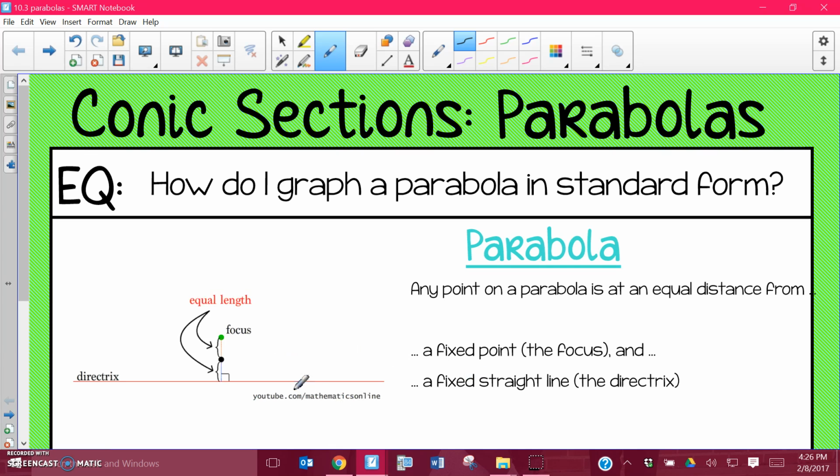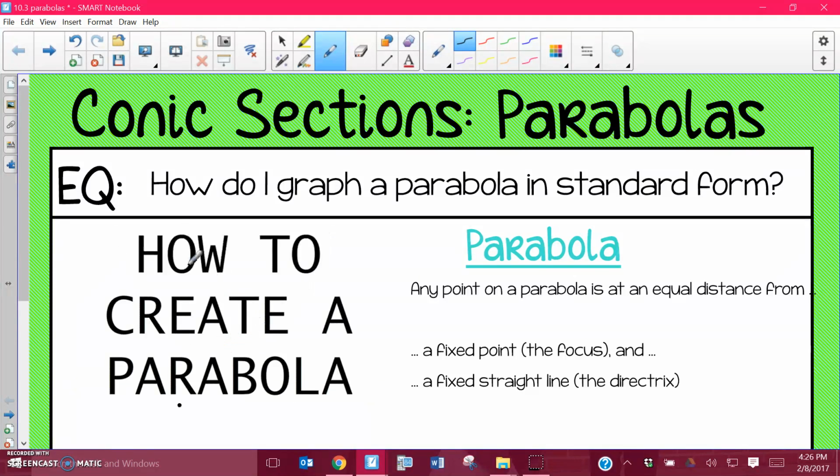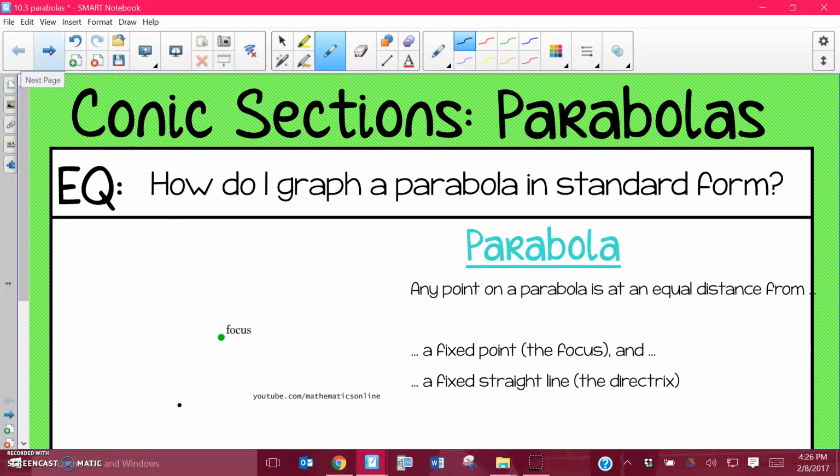And this picture is kind of going through it. So if you notice, this blue line is always the same length as that orange line. And that's how that parabola gets made. The directrix is a straight line, and this focus is just a point. Okay, and so let's talk about some of our equations and how we would graph them.